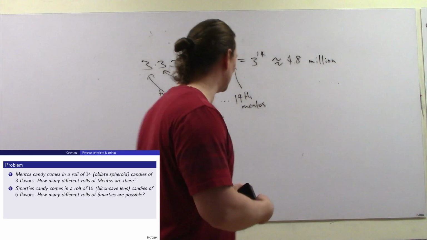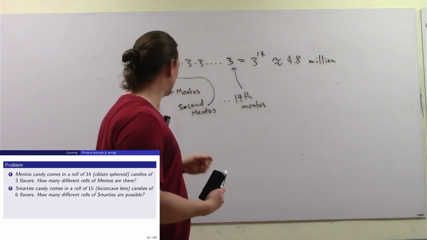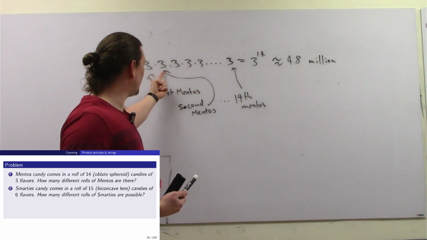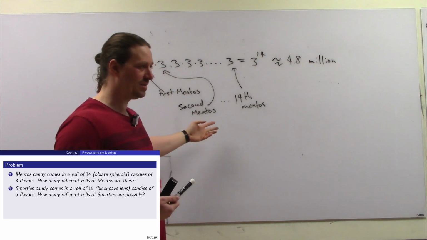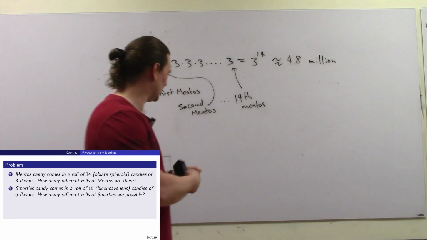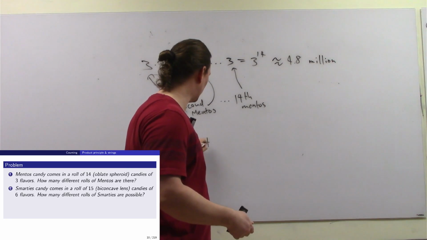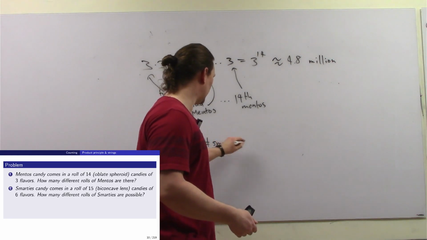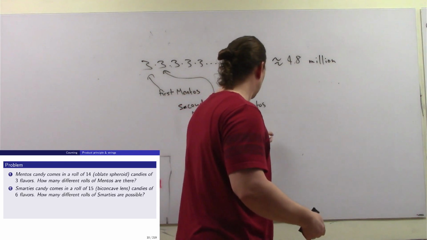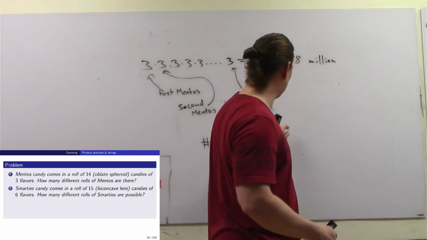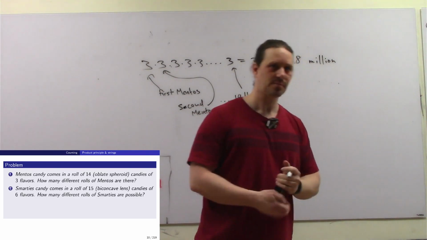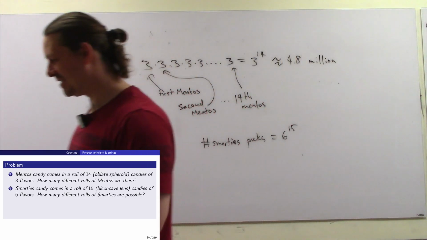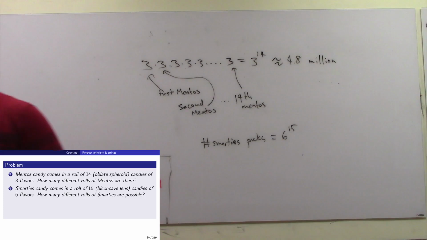Okay, and so we don't need to do too much work to answer this one because we're going to have 6s here instead of 3s, right? The first candy in 6 ways, the second candy in 6 ways, and so on and so forth. So in total, the number of Smarties packs equals 6 to the 15. Okay. So there's 6 to the 15 different packs. And now we're getting somewhere.